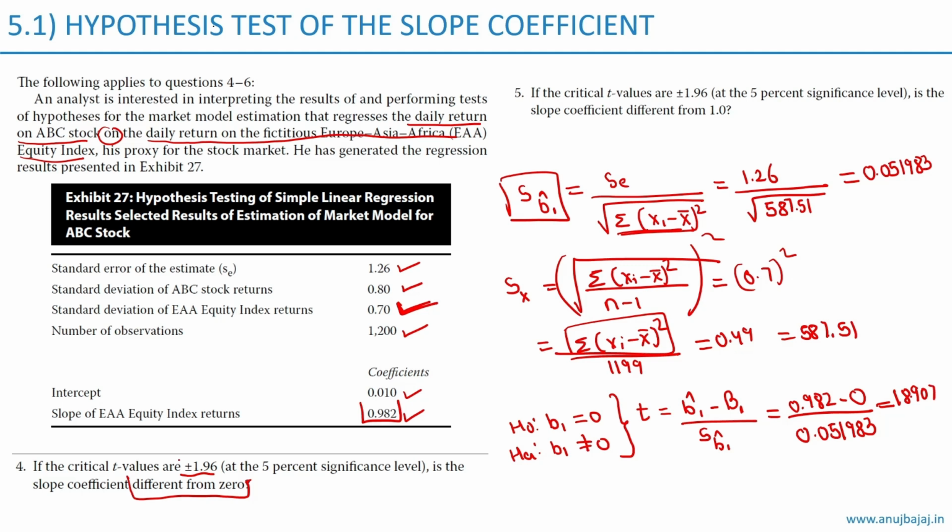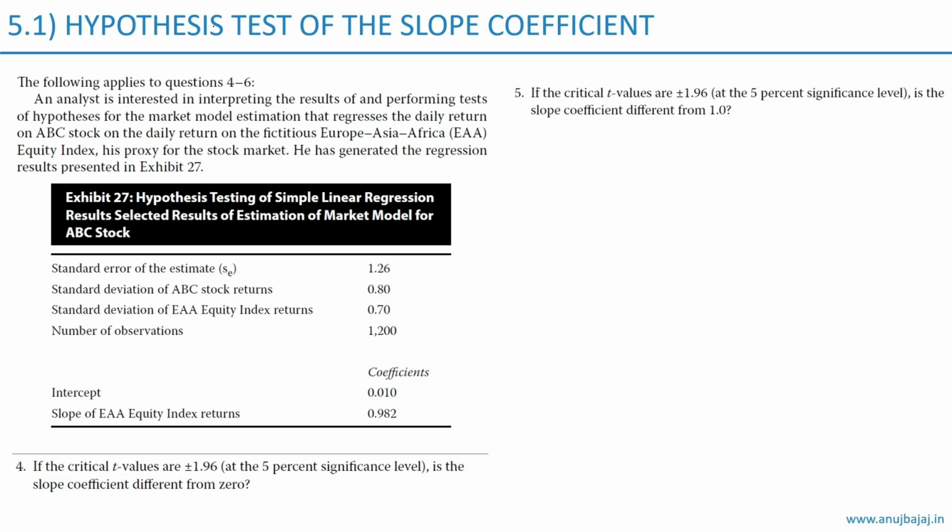The t stat equals 18.907. So the critical values are plus minus 1.96. So at this level of critical value, we reject the null hypothesis and conclude that the population slope coefficient may be different than 0. And the fifth question hypothesizes whether the slope coefficient is different from 1 or not. So the t stat that we get here is negative 0.3463. So here we fail to reject the null hypothesis and conclude that the population slope coefficient may be equal to 1.